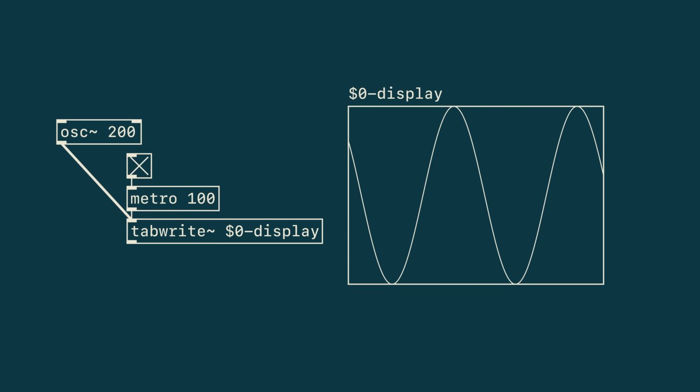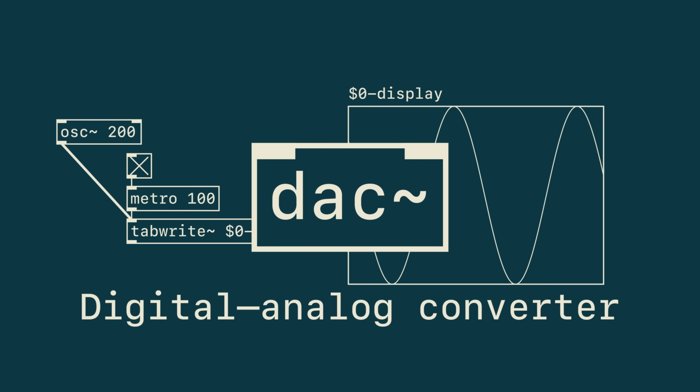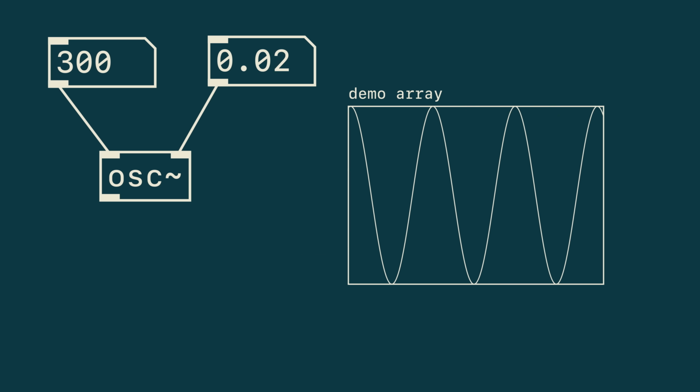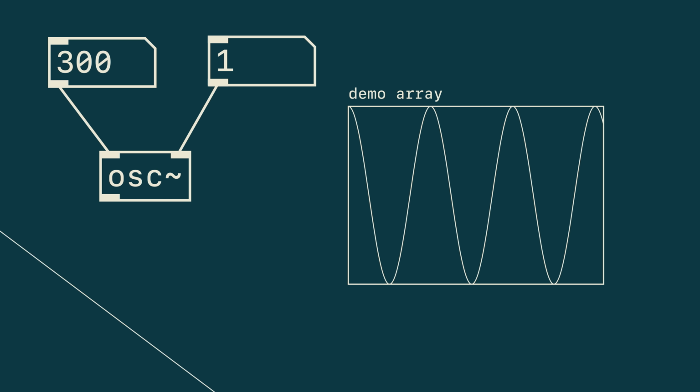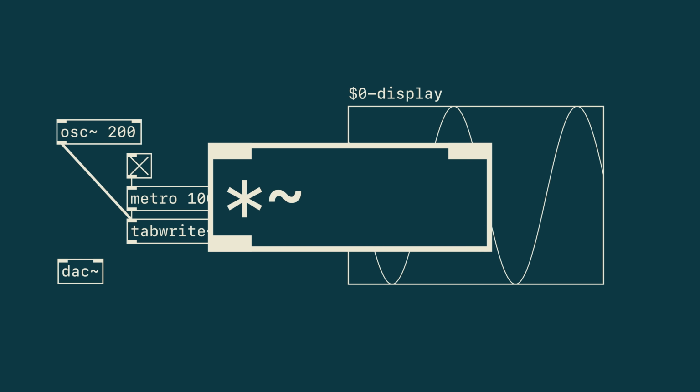You probably want to hear it too. Many Pure Data users send audio to their speakers with dac~, short for Digital Analog Converter. You can't control the volume of osc~, just its frequency and phase. So plugging osc~ directly into dac~ makes the loudest possible sine wave. *~, a signal multiplier, reduces the volume. 0.2 is a good start.